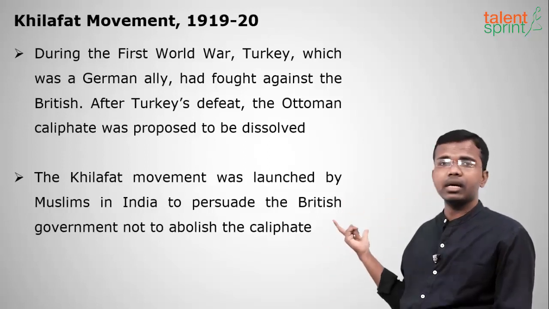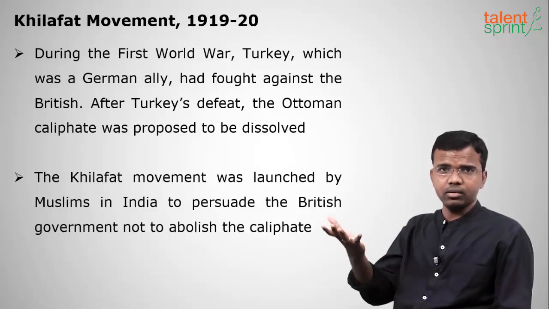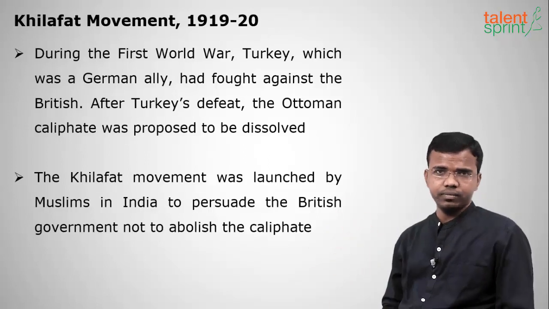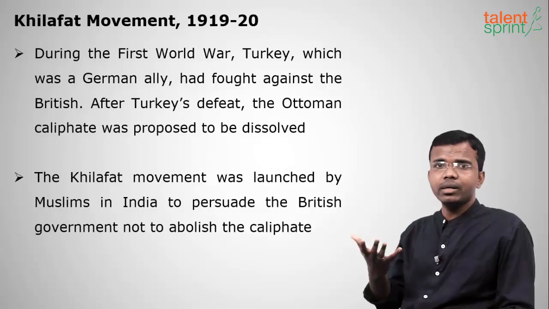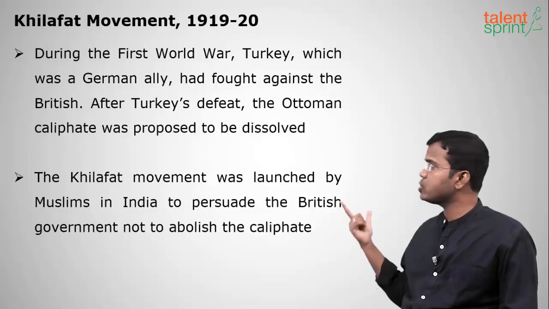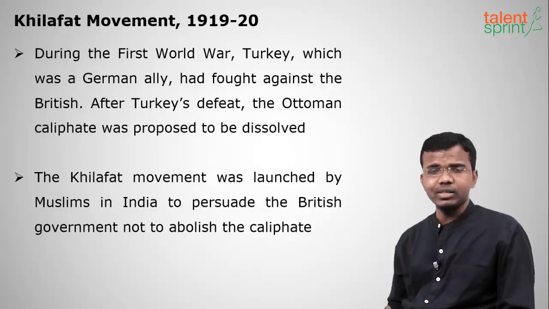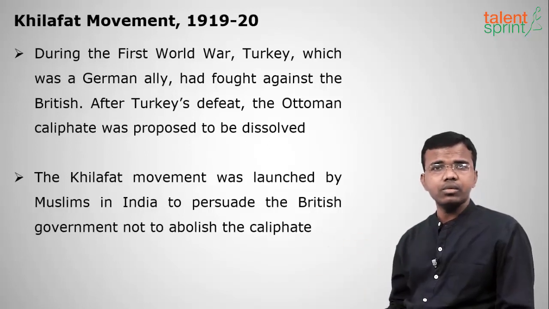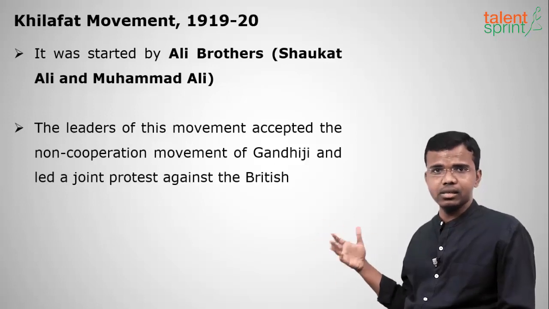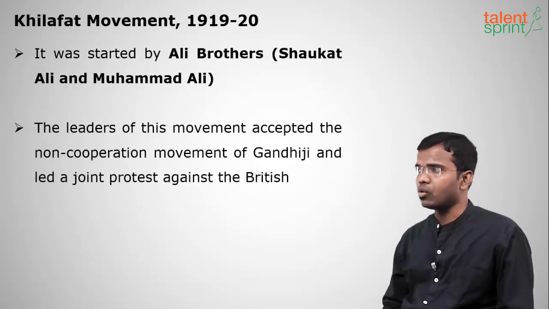Why was Turkey the caliphate? Because most of the Muslim holy places, like the famous Mecca, were under the control of the Turkish ruler. So he claimed himself as the caliph, head of all the Muslims in the world. The British wanted to remove this caliphate as they had defeated Turkey. This raised anger among Muslims all over the world, so they started the Khilafat Movement, particularly Indian Muslims led by the Shaukat Ali and Muhammad Ali brothers.